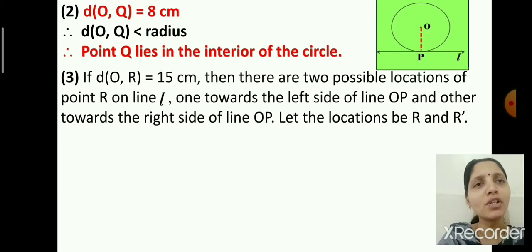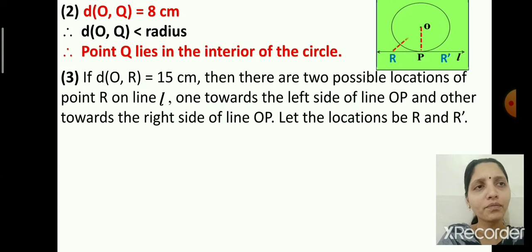Now let's move on to the third part of this question, where distance OR is given as 15 cm and you have to find the location of point R. So here if you consider point R on line L, then there will be two possible locations of point R. One location will be on the left side of this line OP and the other location will be on the right side of this line OP. So let the locations be R and R dash. These are the two locations we have.